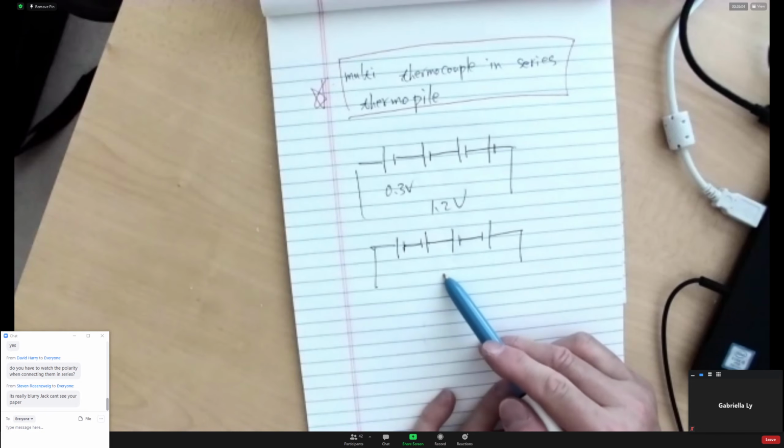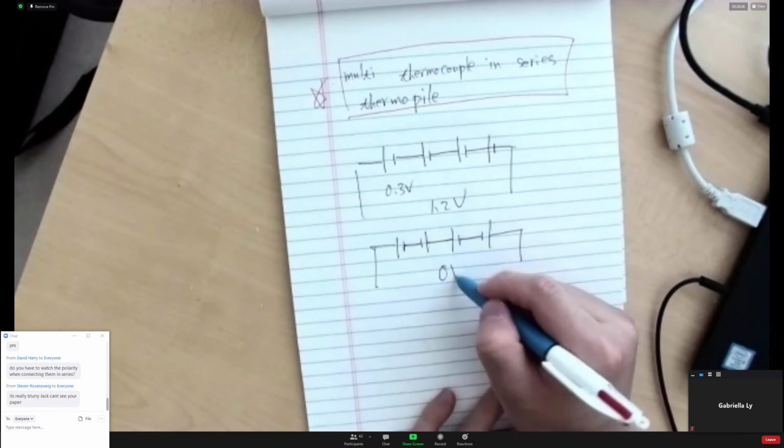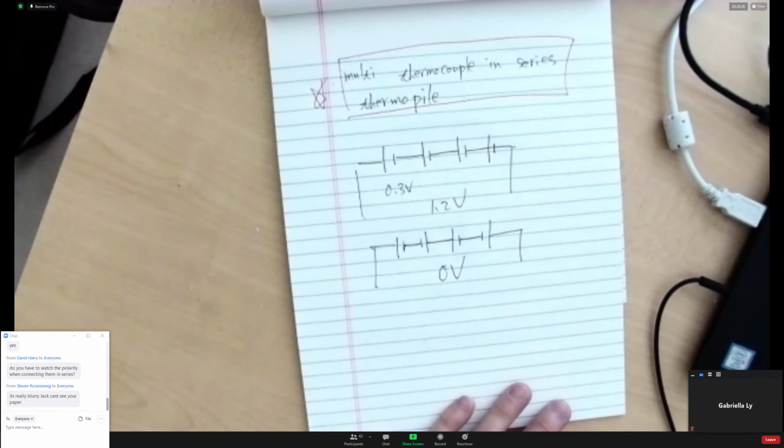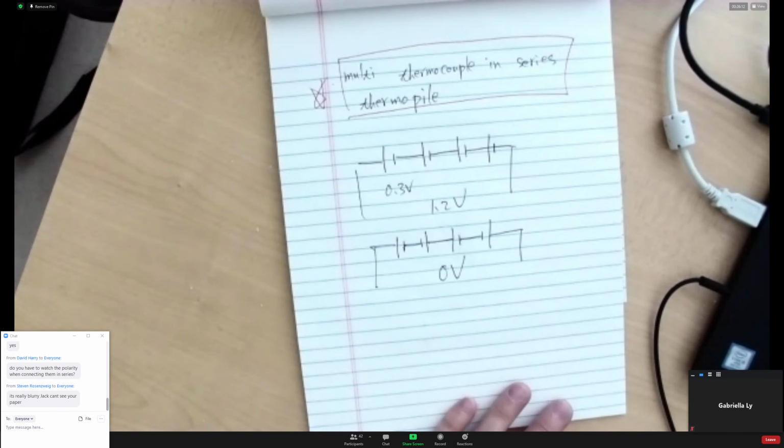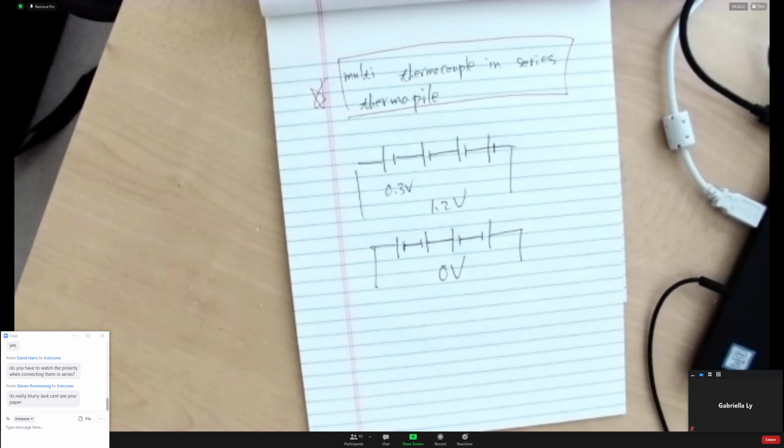So this one will give you 0 volts, right? Because the polarity, these two cancel each other, these two cancel each other. So when you connect the thermocouple in series, you have to watch the polarity.